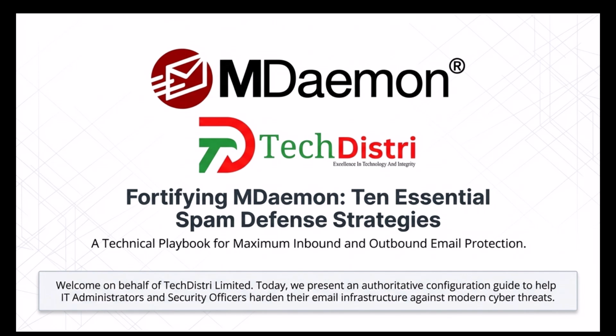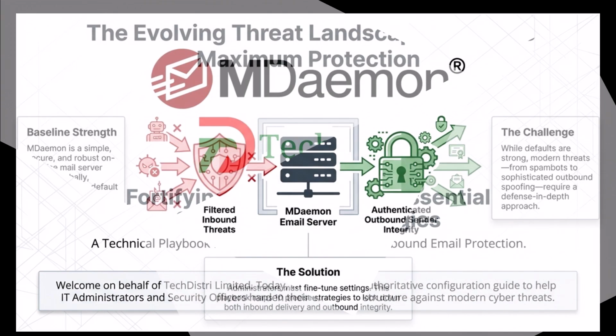Welcome. In this session, we will explore how to strengthen the security of your Fn email server using a practical configuration playbook. Email infrastructure today faces constant threats including spam campaigns, phishing attacks, credential compromise, and domain spoofing. While Fn email server already provides powerful built-in protection, the real strength comes from how administrators configure its security controls. In this guide, we will walk through 10 essential spam defense strategies that help protect both inbound email traffic and outbound mail integrity, ensuring your domain remains secure, trusted, and reliable.